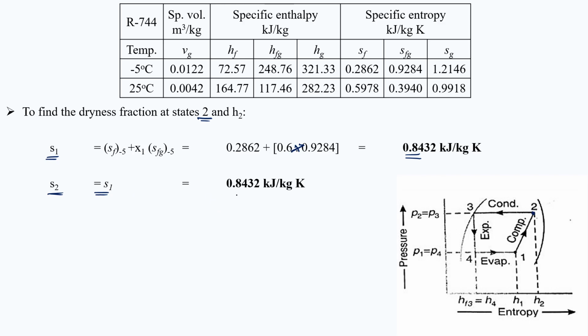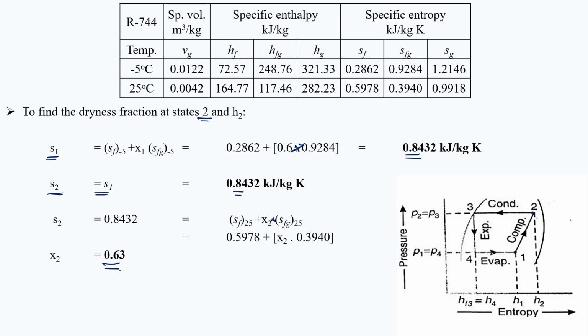So the entropy at 2 can be written as 0.8432 kilojoules per kilogram Kelvin, and this can be rewritten as the entropy of fluid corresponding to the condenser temperature, 25 degrees Celsius, plus x2, the dryness fraction of 2 that we need to find out, into Sfg corresponding to 25 degrees Celsius, where the values of Sf and Sfg we have already put into a table. By substituting 0.5978 as Sf and 0.3940 as Sfg, which equals 0.8432, we can easily find the dryness fraction of state 2 as 0.63.